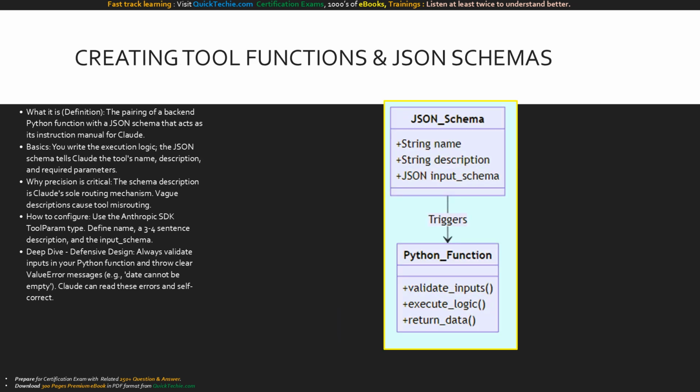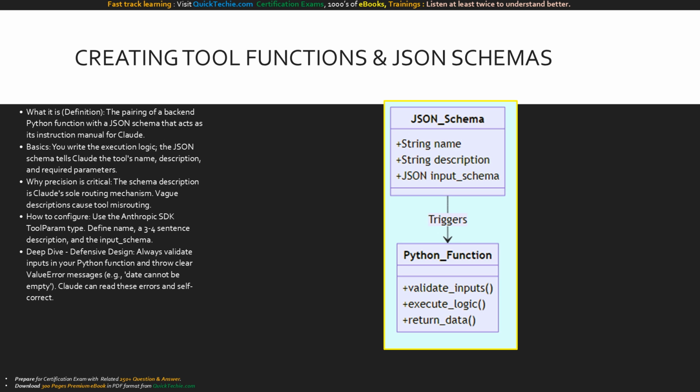Let's look at implementation. A tool consists of two distinct parts, the actual Python function that does the heavy lifting and a JSON schema that describes it. The schema is literally Claude's instruction manual. It contains the name, a detailed description, and the required input parameters.